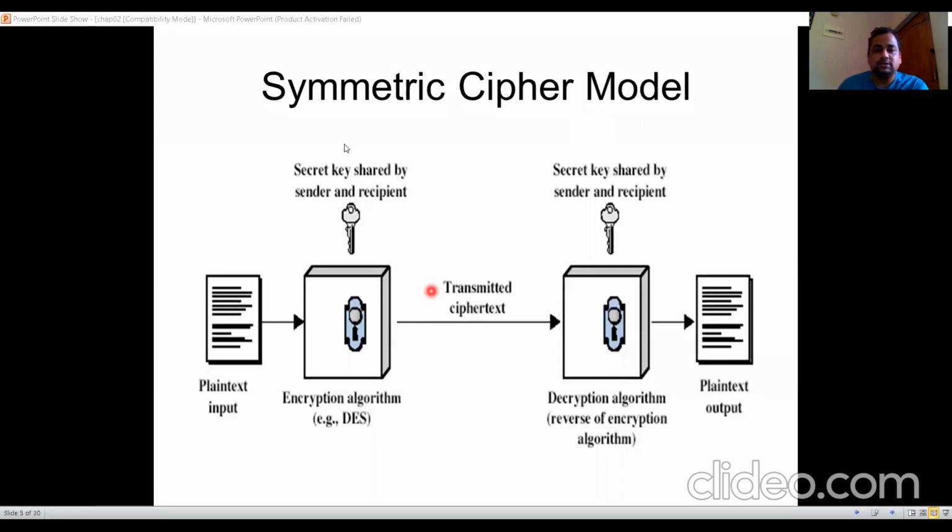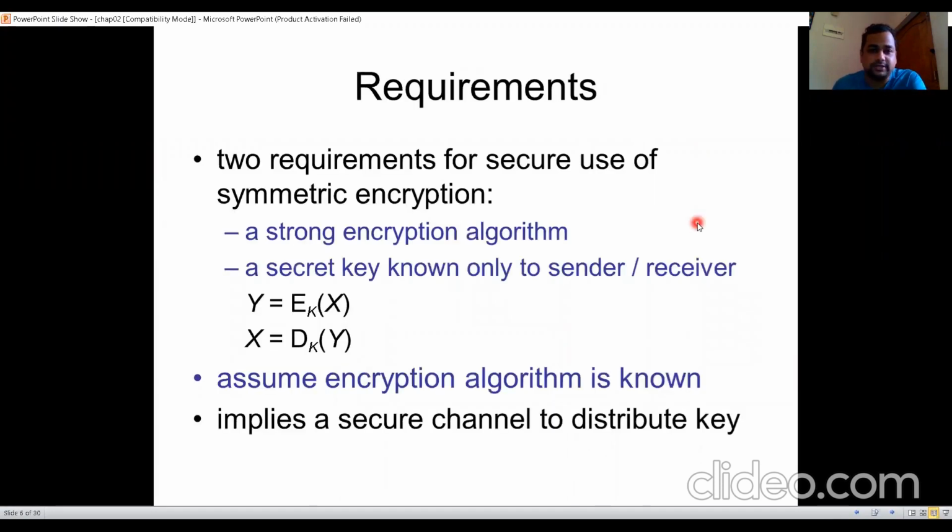Only one key is used. That key is to be shared between the sender and receiver. Both sender and receiver use the same key for encryption as well as decryption. Encryption: plain text plus key gives us the ciphertext. Decryption is the reverse process of encryption, using the decryption algorithm along with that shared key, which is shared by the sender.